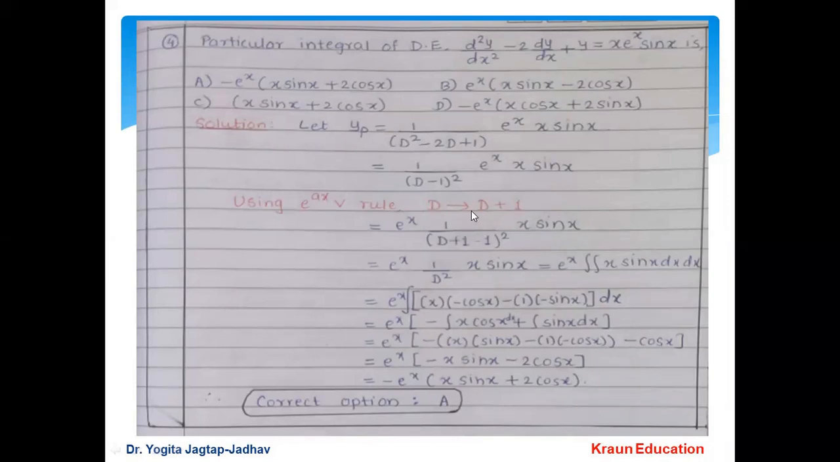And therefore when I replace d by d plus 1, what happens? We get 1 upon d plus 1 minus 1 whole square operating on x into sine x. Here plus 1 minus 1 get cancelled, and 1 upon d square is what? Double integration of this x into sine x. Again integrate these two terms by using the generalized by-parts rule. Here we use the generalized by-parts rule. Let us see how we can use it.